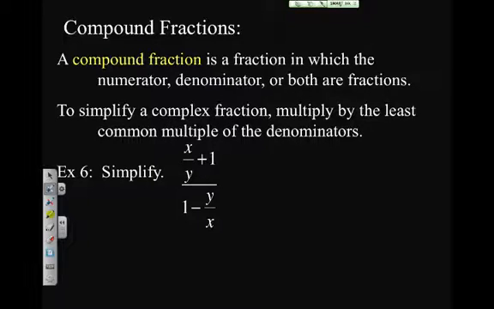So for example, when we look at this one, example 6, we look at our denominators, and just to emphasize this, I'm going to write those numbers as fractions also. So notice the denominators that we have: y, 1, 1, and x. The least common multiple of all of those would be xy. So what we do is we multiply each fraction by xy.